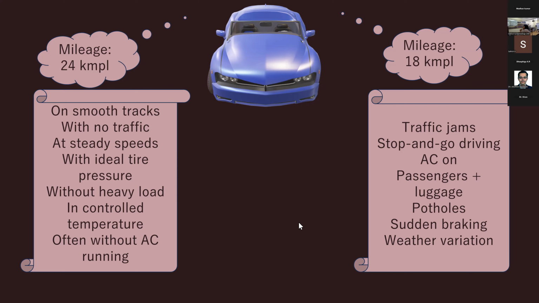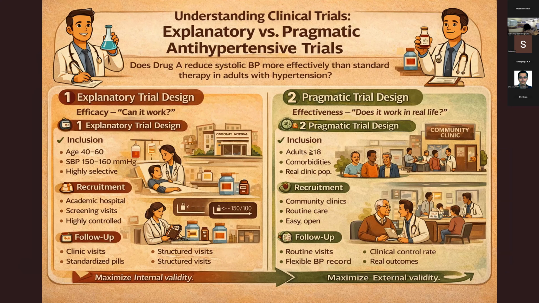So translating it into our clinical setting. For example, talking about an antihypertensive drug: does drug A actually reduce your systolic blood pressure? You can try it in an explanatory design as well as a pragmatic design. The explanatory design asks: will it really work?